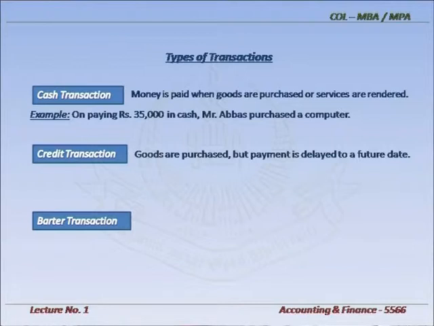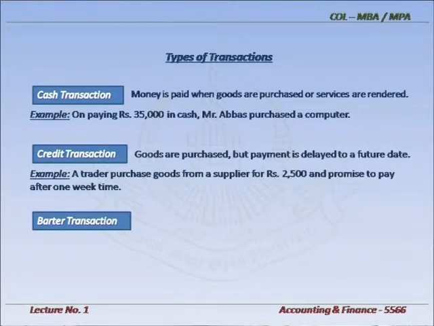Now we have a look at credit transaction. It is a transaction in which the goods are purchased, but payment is delayed to a future date. For example, a trader purchased goods from a supplier worth rupees 25,000 and promised to pay him after 1 week.